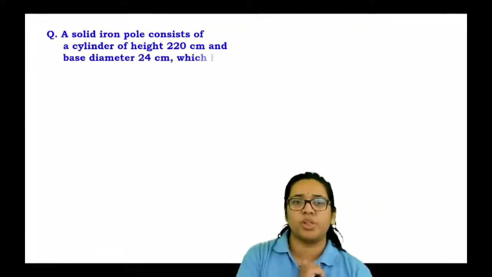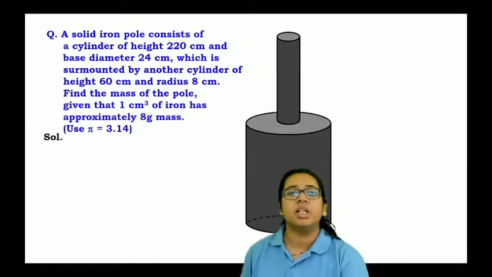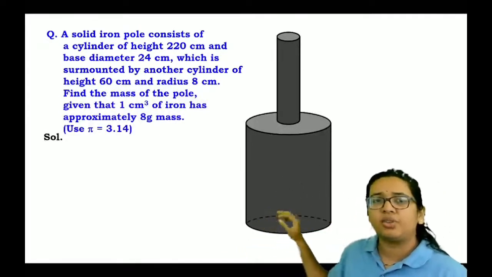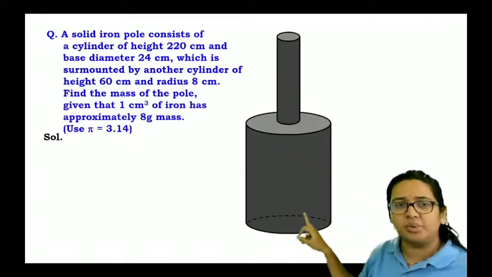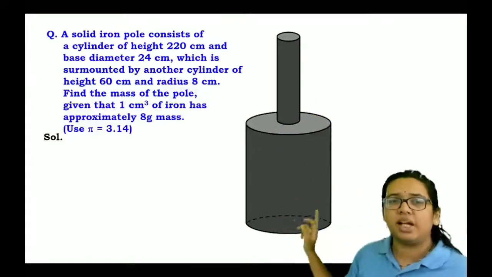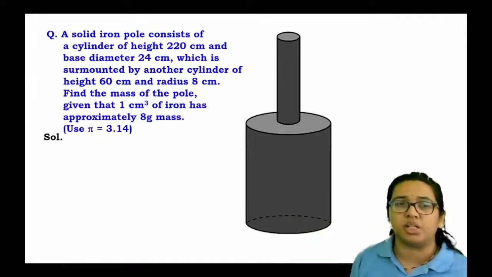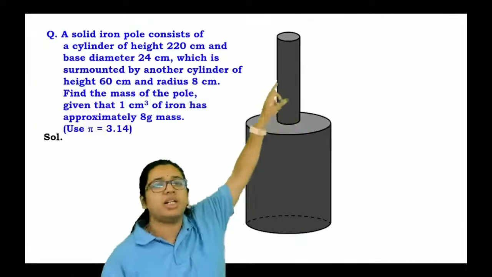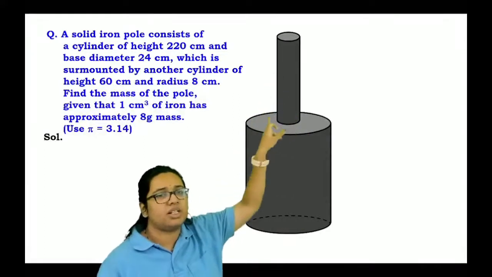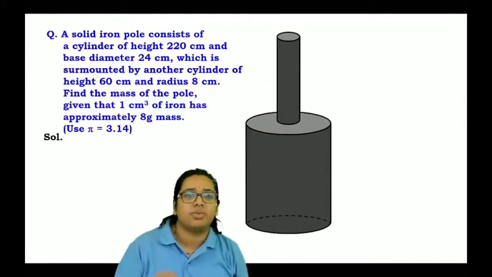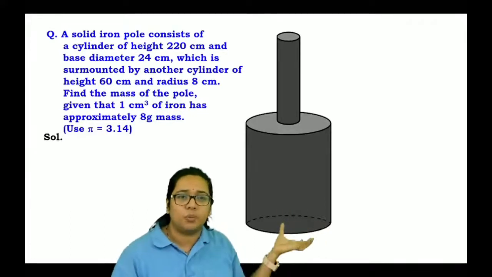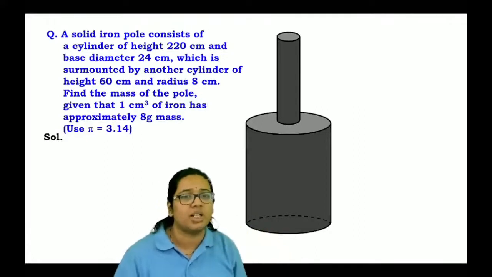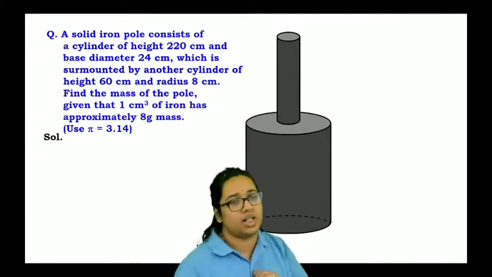There is one more question based on such type. A solid iron pole consists of a cylinder of height 220 centimeter and base diameter 24 centimeter, which is surmounted by another cylinder of height 60 centimeter and radius 8 centimeter. Then find the mass of the pole, given that 1 cubic centimeter of iron has approximately 8 gram mass.